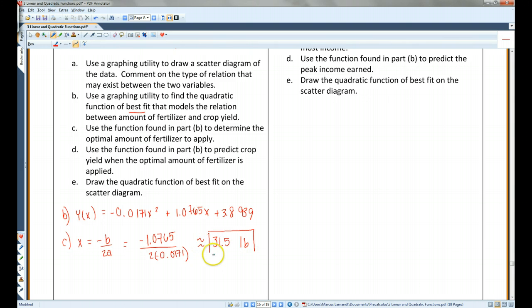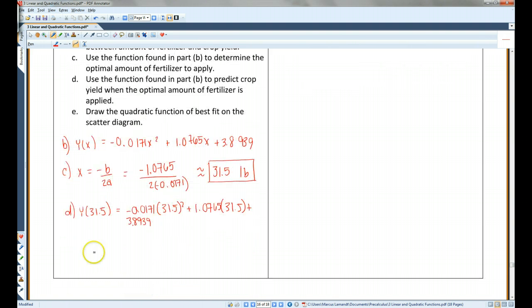Okay, for part D, we just need to plug it in. So y of 31.5 equals negative 0.0171 times 31.5 squared plus 1.0765 times 31.5 plus 3.8939. And this will give you approximately 20.8 bushels.